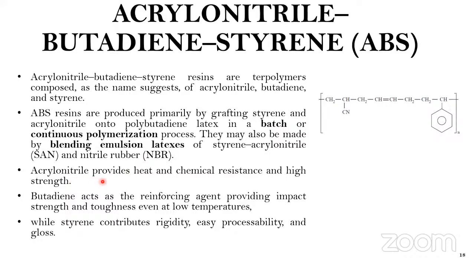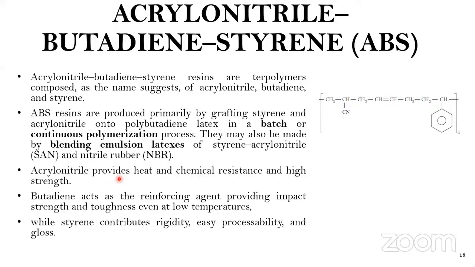So acrylonitrile provides heat resistance. As I told you, this particular polymer has a particular application. So we will study what is the role of acrylonitrile here, what is the role of butadiene, as well as styrene. The presence of acrylonitrile provides heat and chemical resistance and high strength. The role of acrylonitrile in this ABS is that it will provide you heat resistance, chemical resistance, and high strength.